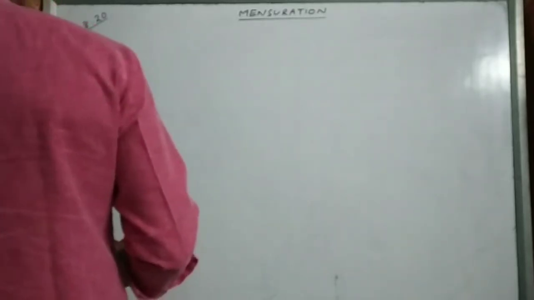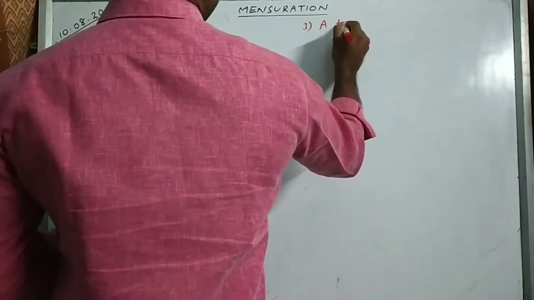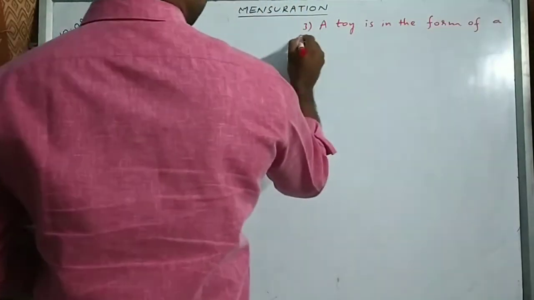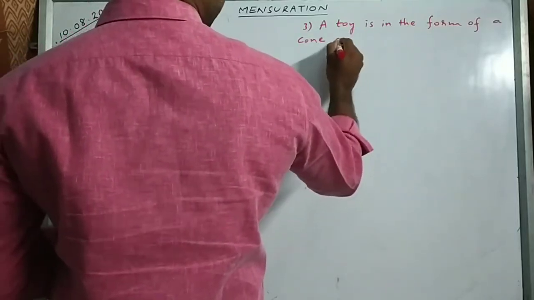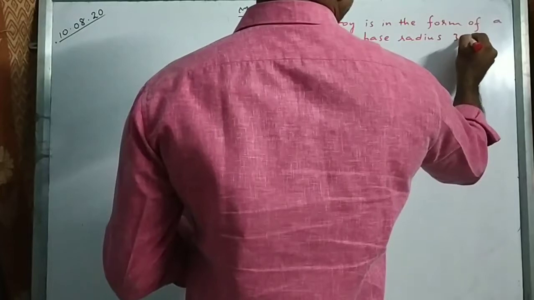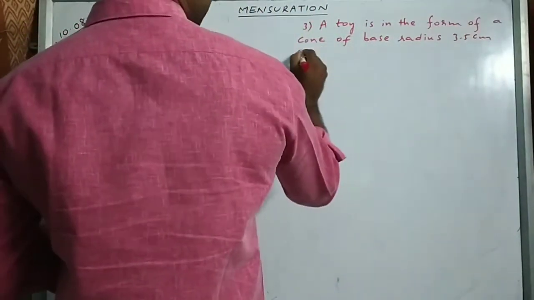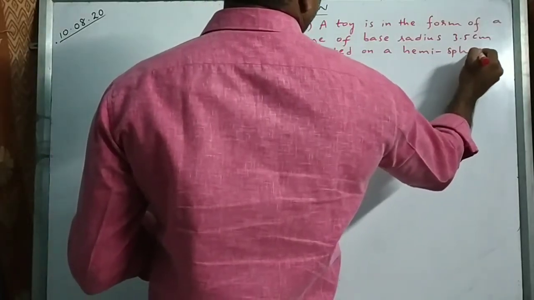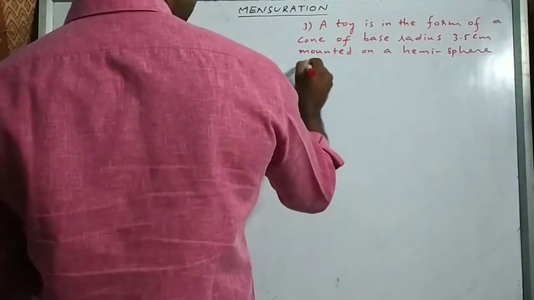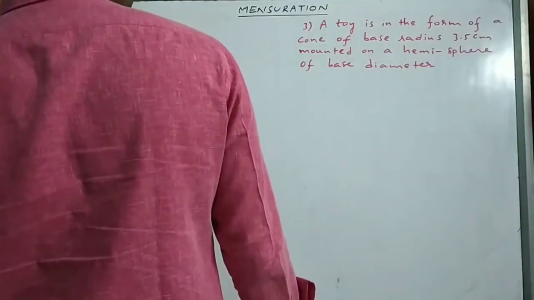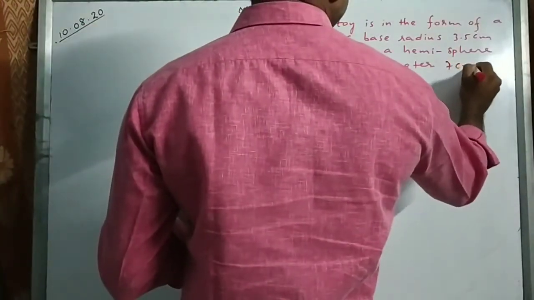Third question. A toy is in the form of a cone of base radius 3.5 cm, mounted on a hemisphere of base diameter 7 cm, which means radius 3.5.